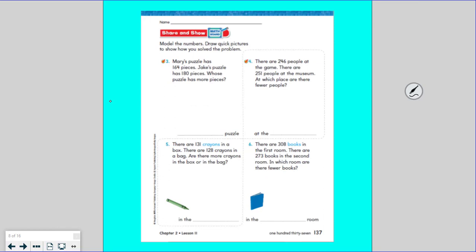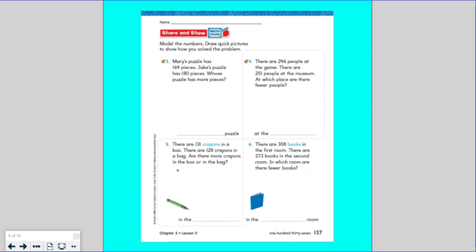All right, I want you to do, how about number 3 and number 4, and then we can check those together. So go ahead and pause, do number 3 and 4, and then we'll check those together. All right, number 3 and number 4, here we go.